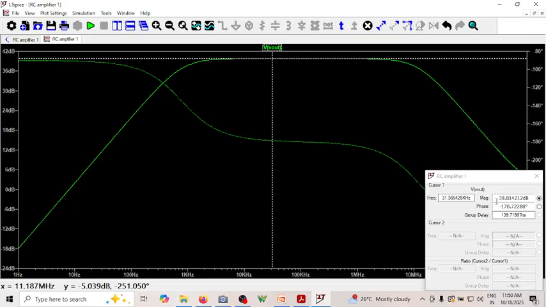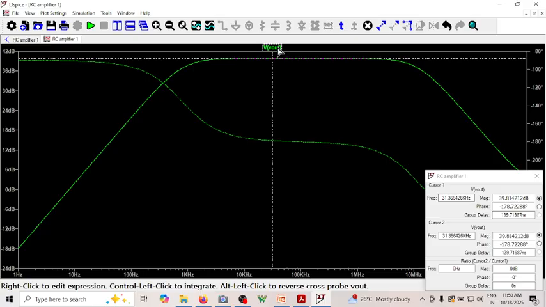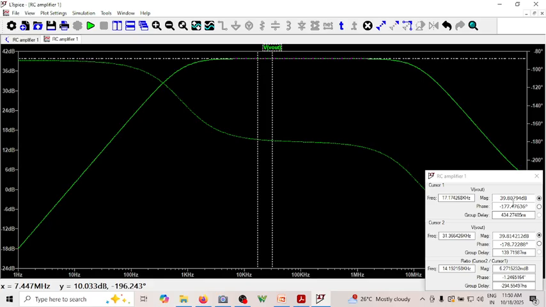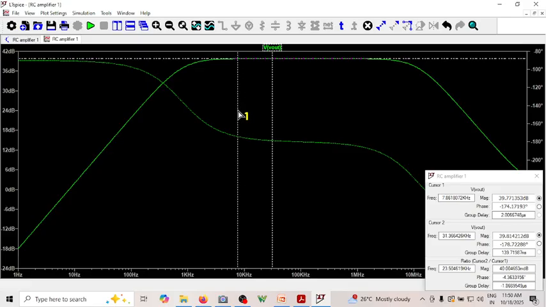You see the gain is 39.81 dBs. This is already in dBs. Now let me put one more cursor where it is 3 dB down from the maximum. So this is 39.8. Make sure that this is at 36.8. So I'll make sure that this is at 36.8.